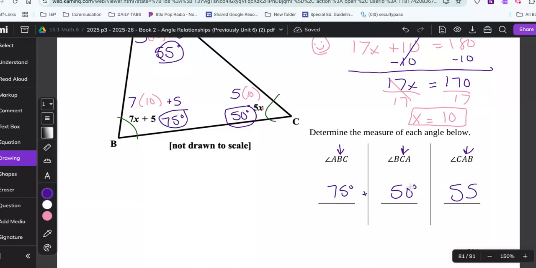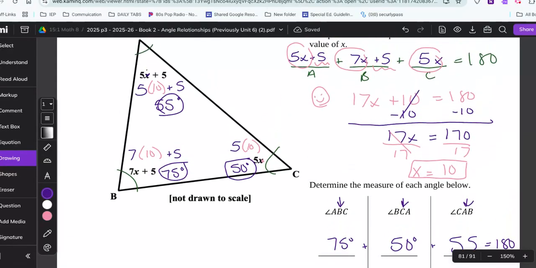Now, if I were to add these angles up, 75 plus 50 plus 55, there I would get 180. That's a really nice check for you to do, just to make sure you're on the right track. So here is where we're going to level up and do some of those problems. So let's try the next page and let's get some practice, okay?